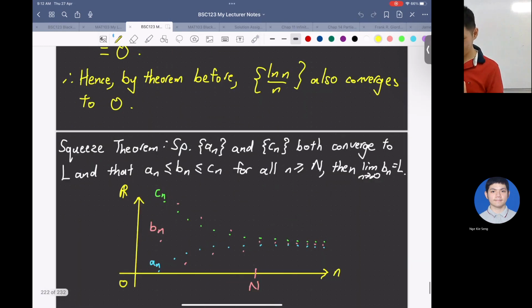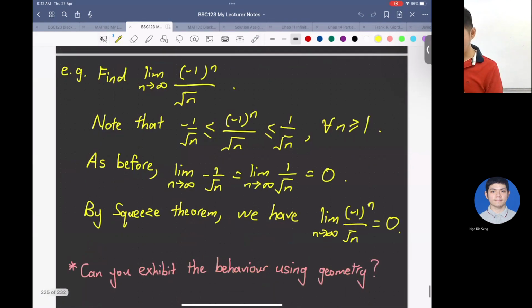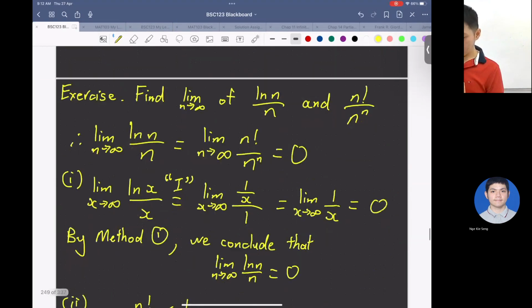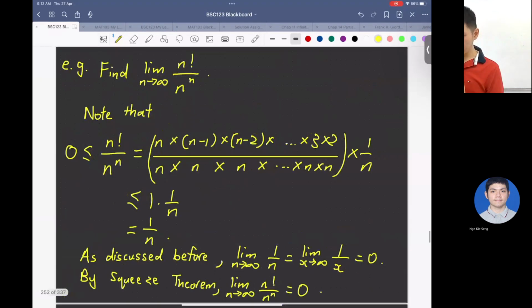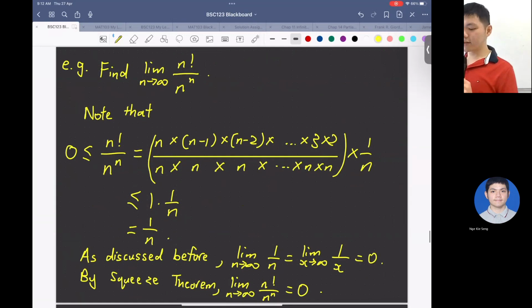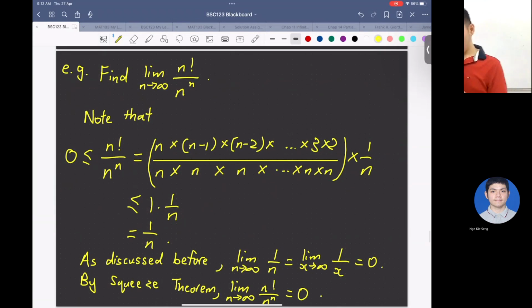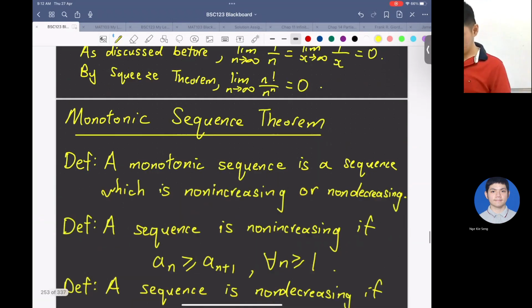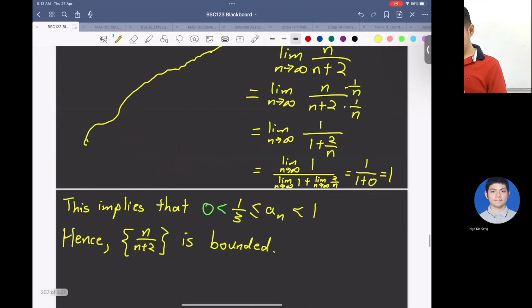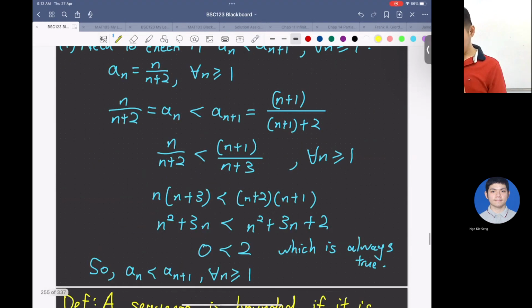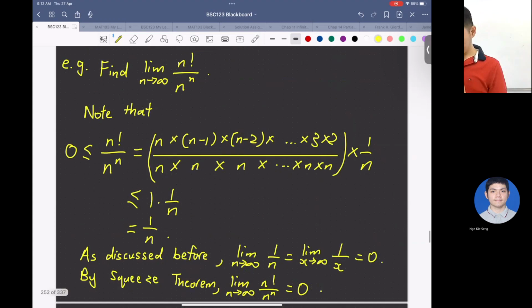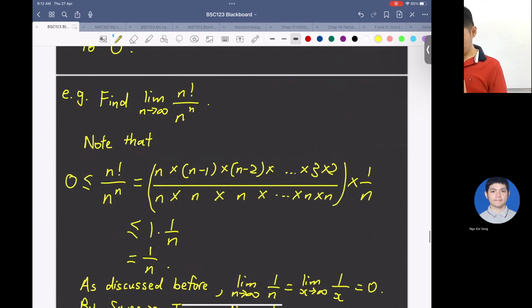Let's start. Okay, just now we used the squeeze theorem to prove that n factorial over n to the power n converges to 0, right? So apparently, Jinghua got another method.